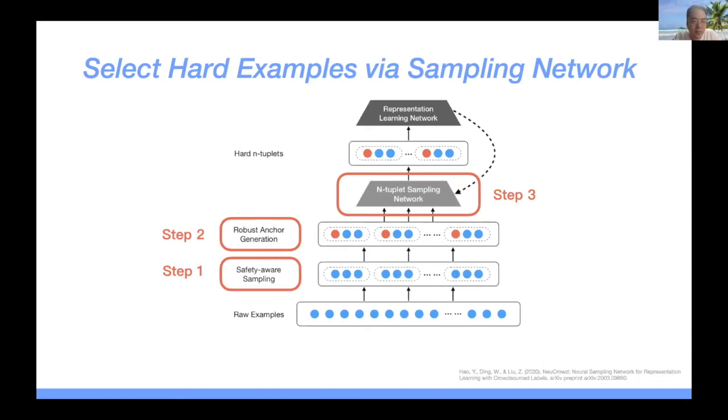But besides hard example mining strategy, we can actually use a sampling network to select examples before grouping. So this work is called hard example sampling network. It has 3 steps. In step 1, we decide if an example is a safe one based on its crowdsourced labels and embeddings in the latent space. In step 2, we generate a robust anchor for each group. And finally, in step 3, we utilize a sampling network to help us select those hard examples from all the possible training groups. I will talk about them in detail later.